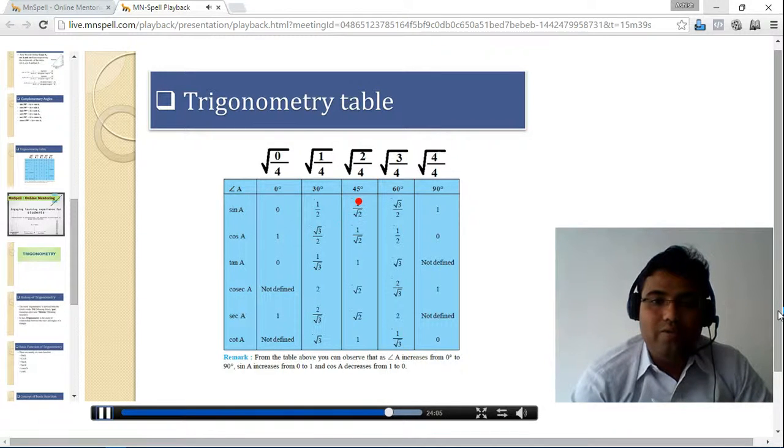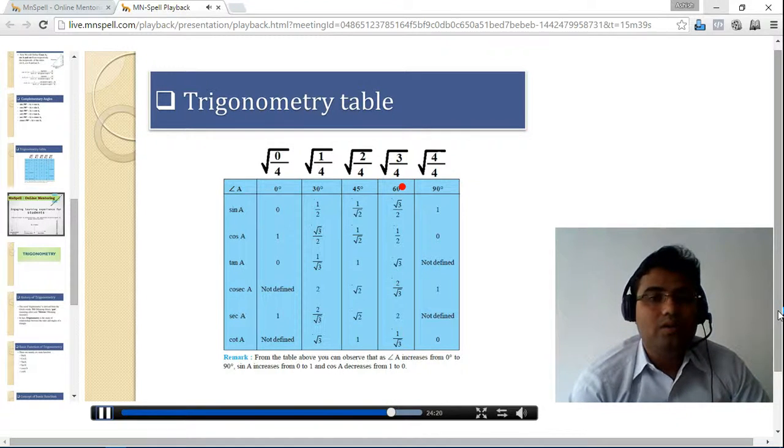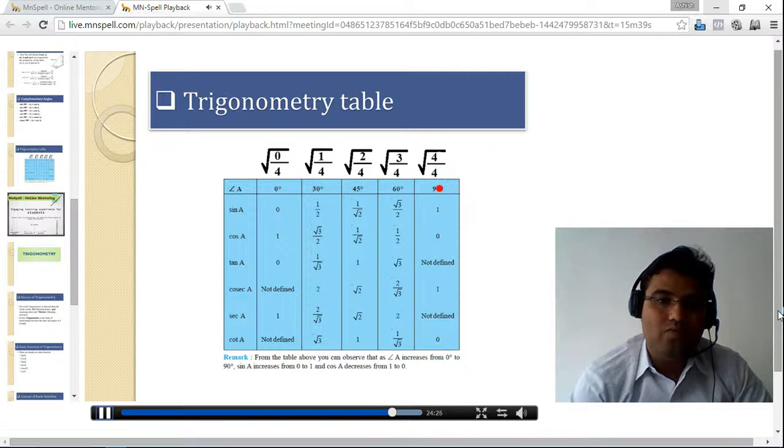Reciprocal of sin 45, which is 1 upon root 2; the reciprocal of that will give the value of cosec 45, which is root 2. Now cosec 60. We have the value of sin 60 as root 3 upon 2; take the reciprocal of that, 2 upon root 3, and that is the value of cosec 60. Now sin 90 is equal to 1, the reciprocal of 1 is equal to 1, it will give the value of cosec 90. Now take the reciprocal of cos 0, the reciprocal of 1 will remain 1.